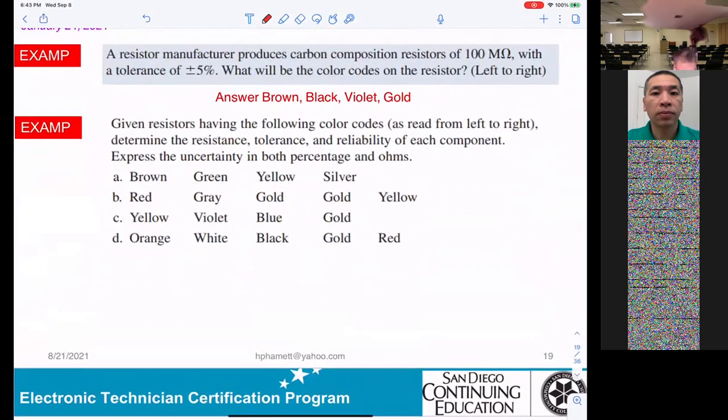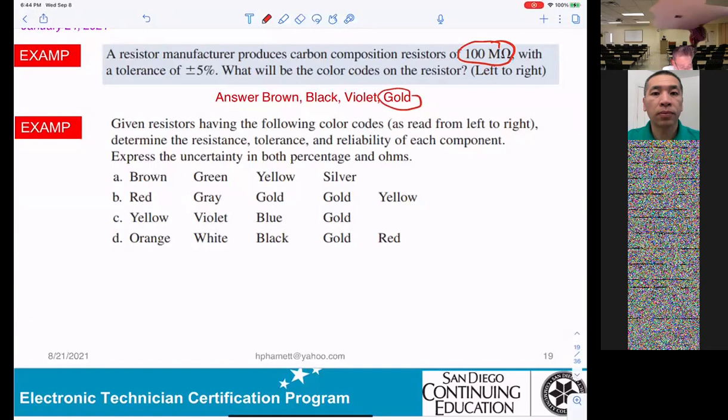Okay, let's see. A resistor manufacturer produces a carbon composition resistor of 100 megaohm with a tolerance of plus or minus 5%. What will be the color code on the resistor? Okay, so that means they already give you the value of the resistor, and they want to know backward. I want to know what the color is. That means you have to go back. Also, the tolerance of plus or minus 5%, we already know the code. And this one, you can try to calculate it. They already have the answer. Okay, I'm not going to that.